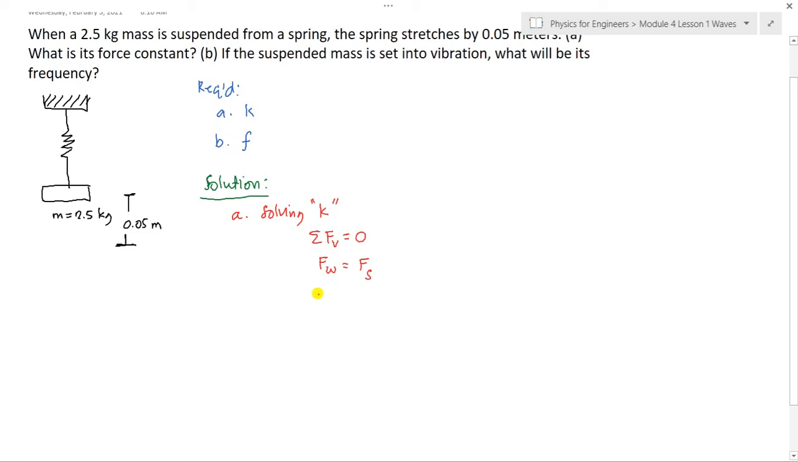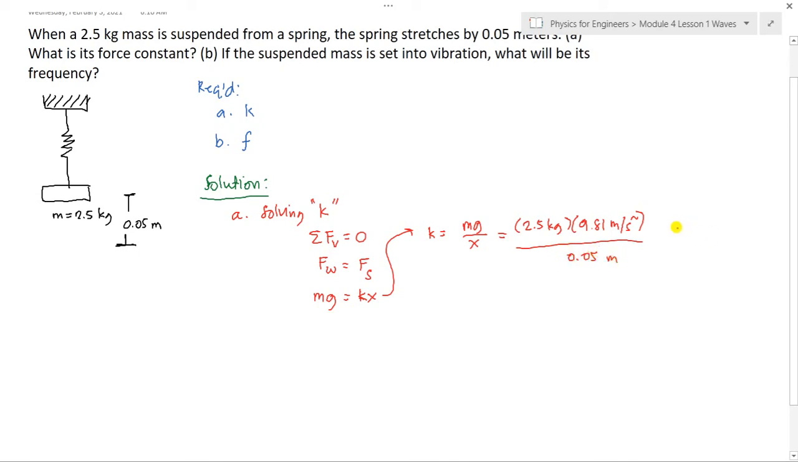Now, we all know that the formula for force due to weight is just the mass times the acceleration due to the gravity of the earth. Then the spring force is kx by Hooke's law. Therefore, solving for k, we have mass times gravity divided by the displacement of the spring. Since it deflected 0.05, that would be our x. So mass here is 2.5 kilogram times 9.81 meter per second squared divided by x here, 0.05 meters.